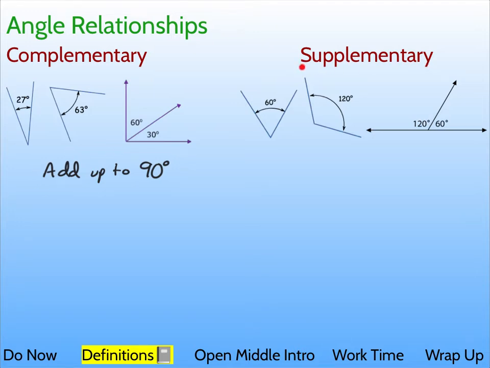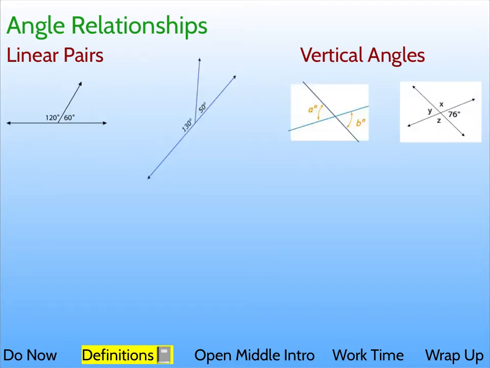Now, supplementary, if you look at 120 and 60, there's other examples, 110 and 70, for example. But these, they add up to 180. And one way you can think of remembering this is that 180 is bigger than 90. Usually kids remember that one of these is 180, one of these is 90. 180 is bigger than 90, and S is further along in the alphabet than C. So that's a trick that might help you.